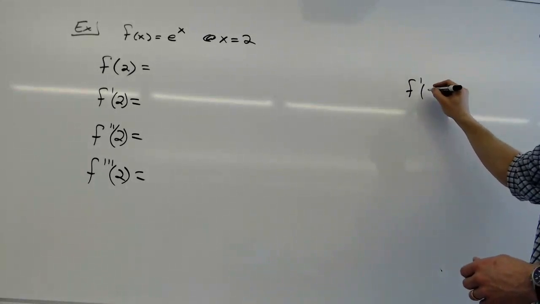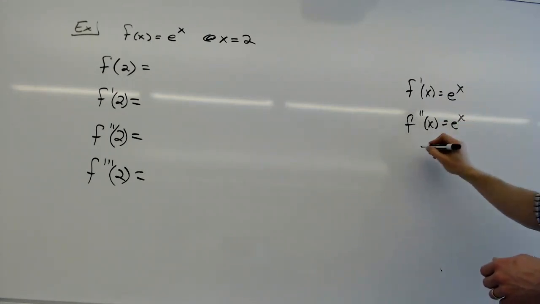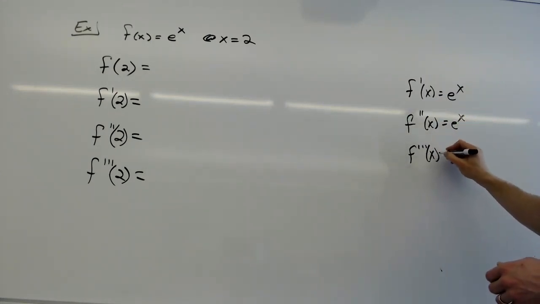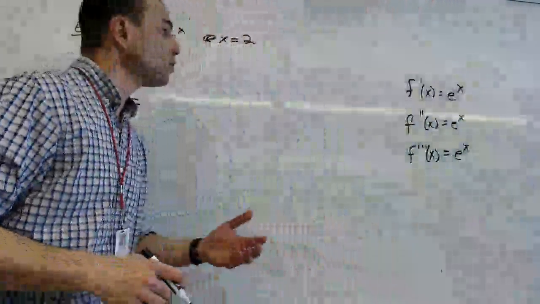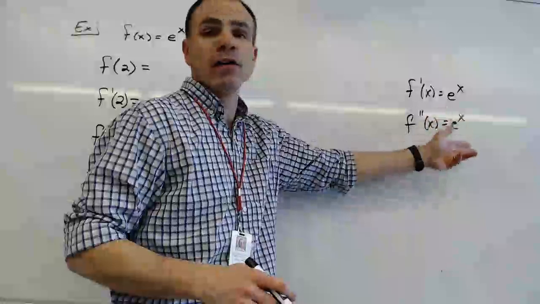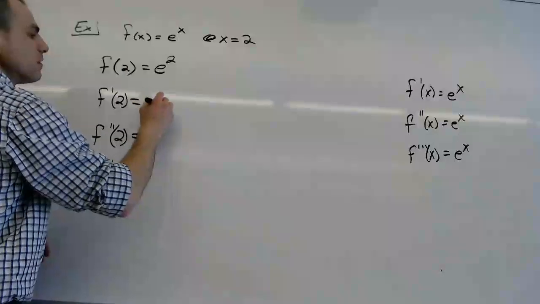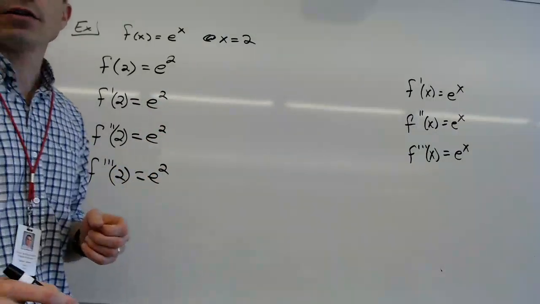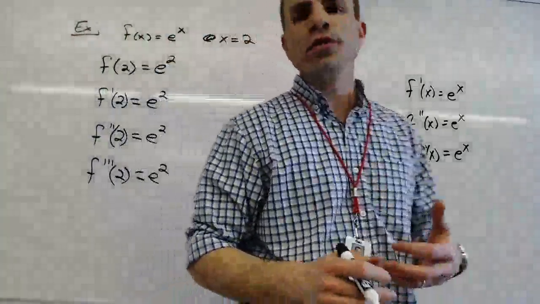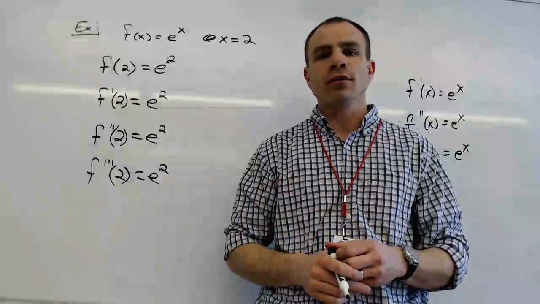So we got f prime of x is equal to e to the x, and f double prime of x, well, that also happens to be e to the x, and f triple prime of x also happens to be e to the x. So as we are plugging in 2, well, we're getting the same value every single time, which is e squared. So each of these values ends up being e squared. And now that we have those values, we have the ability to create the coefficients of each of the terms of our Taylor series.